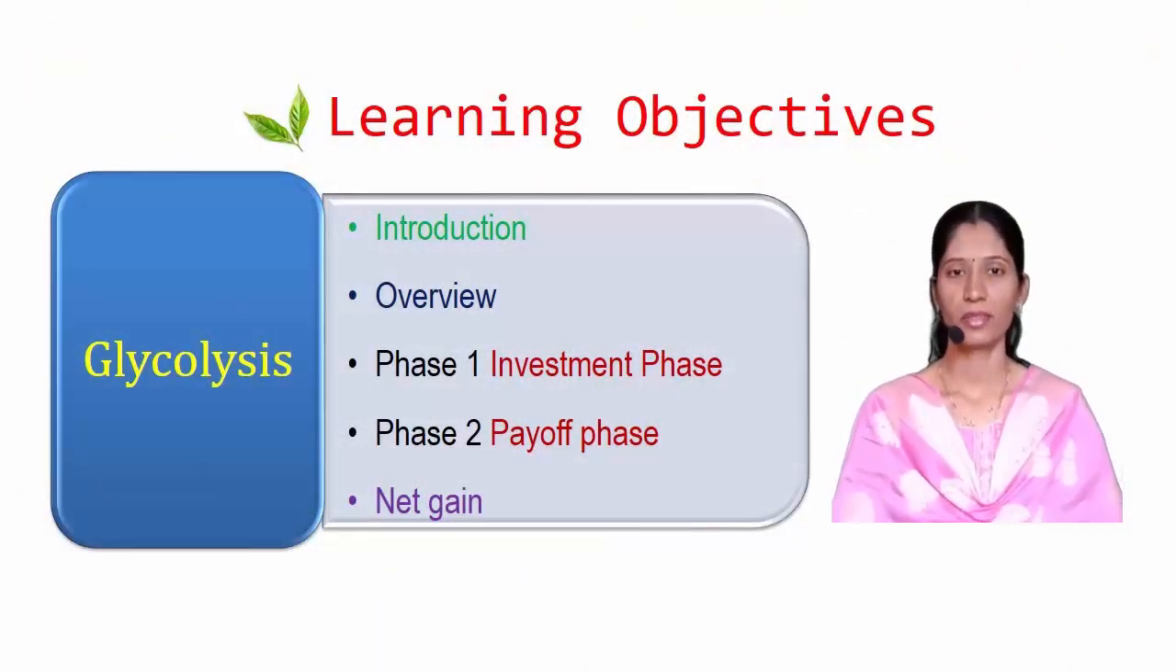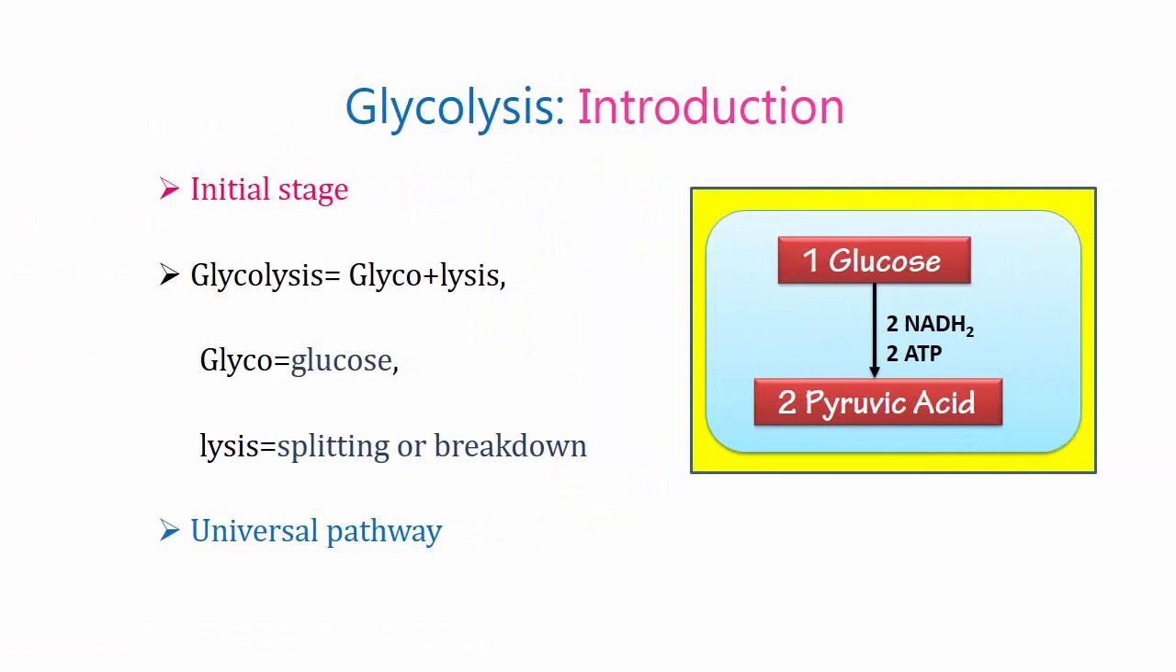In glycolysis we will see what is glycolysis, its overview, investment phase, payoff phase and net gain. Glycolysis is an initial stage in the organisms that perform cellular respiration. What is glycolysis? We can break down the word glycolysis as glyco plus lysis. Glyco means glucose and the meaning of lysis is splitting or breakdown.